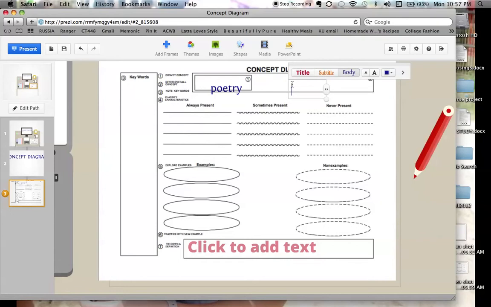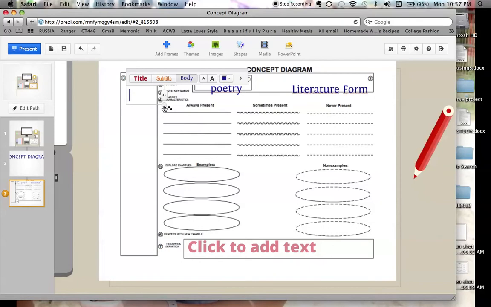And then next we have the larger one, which is the larger concept that poetry is within, literature form, the form of literature. And so once we've got our overall concept, we're going to move on to number 3 here, which is keywords.